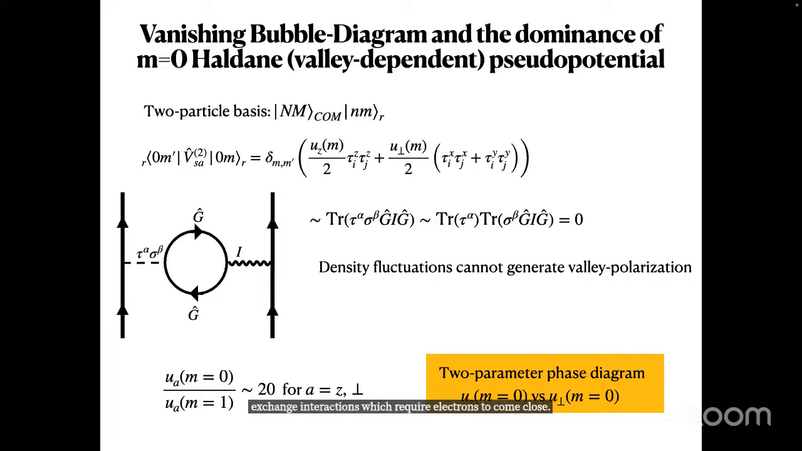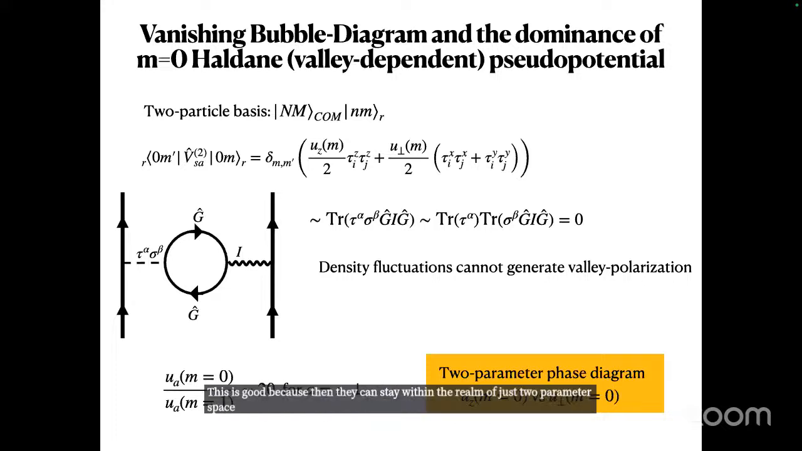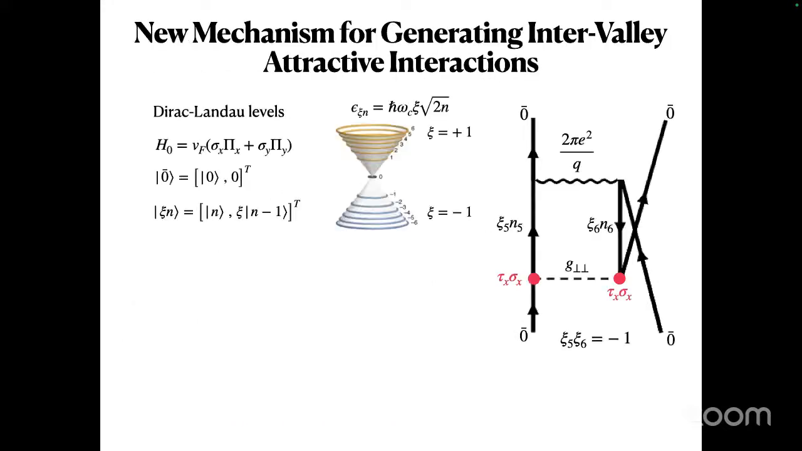So, and we have estimated that the m equal to 0 channel and m equal to 1 channel, the ratio is roughly 20. Okay, in other words, the system remains short range even after you do Landau-level projections. This is good because then we can stay within the realm of this two parameter space. We don't have to include all the other coupling constants that are being generated.